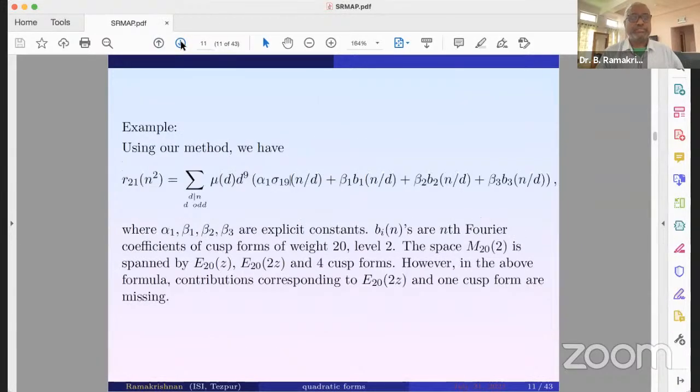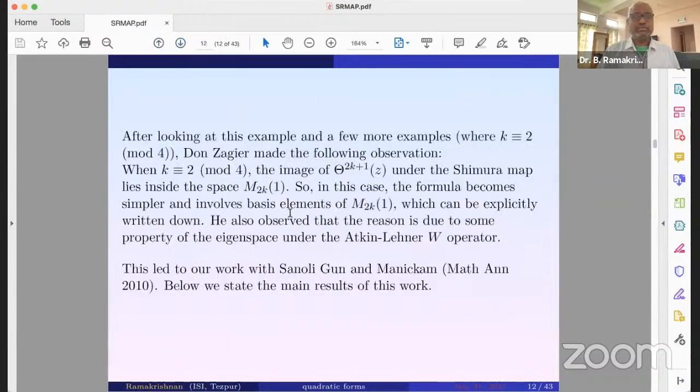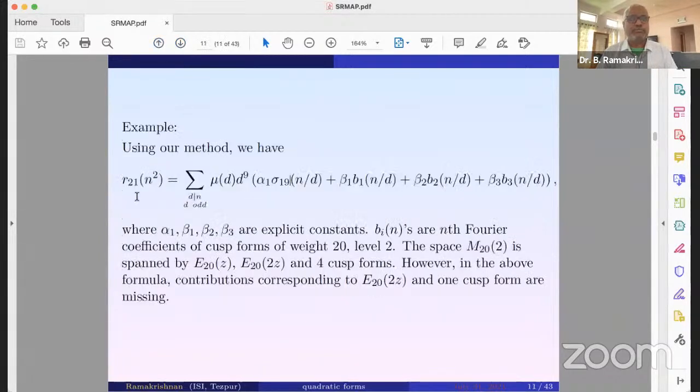So this is his observation. And the main reason for this is due to some property of the eigenspace under the Atkin-Lehner W operator. That's what he told, but he didn't elaborate, it seems. Then with joint work with Savonli and Manickam, we could do the characterization, and as a consequence, we could prove this result. So that is one of the surprising applications when you find this formula for r_{2k+1}(n^2). So that is one instance.